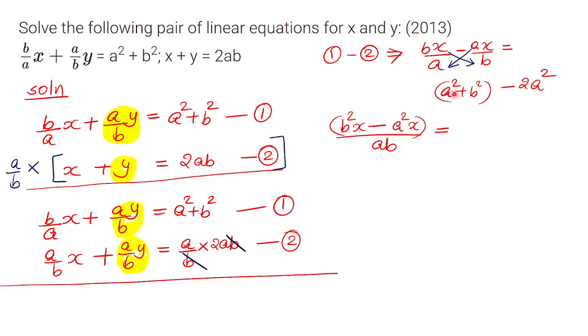Right side, b square is there. Understood? b square is there. a square minus 2a square will be minus a square. Is it correct? a square minus 2a square will be minus a square.